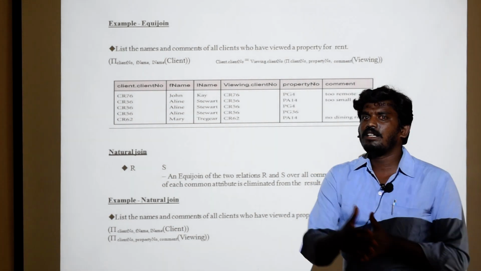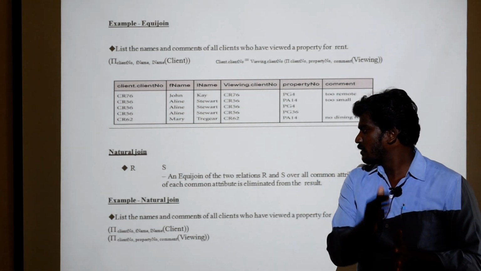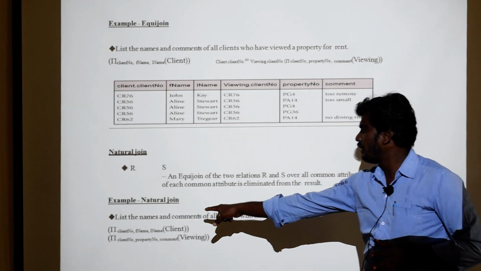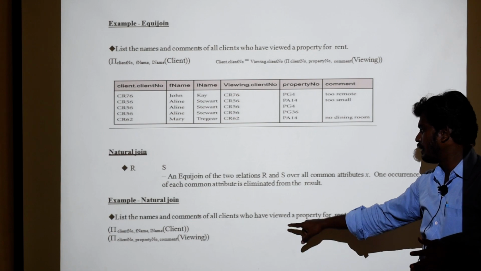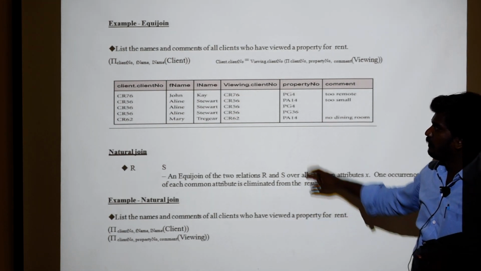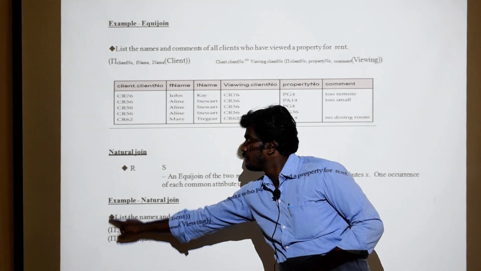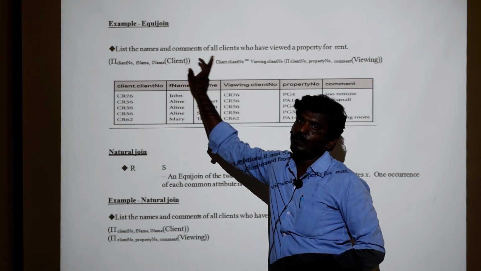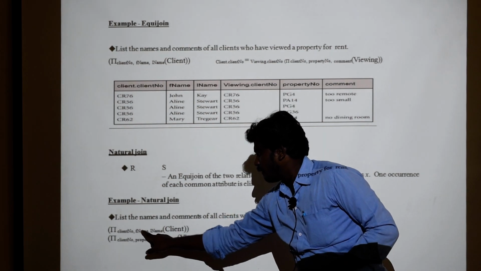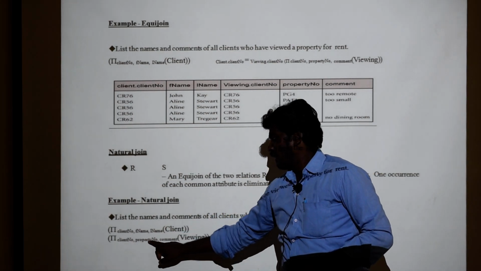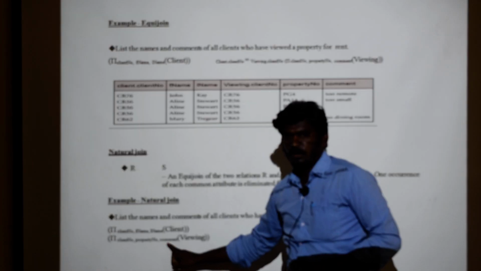Some constraint will move on, and that constraint we have to satisfy with some methodology. I have given some examples. List all the names and the comments of all clients who have viewed a property rent. So both are the same but slightly different. Here I use the pi symbol, with client first name, last name, and the client number, then comment.